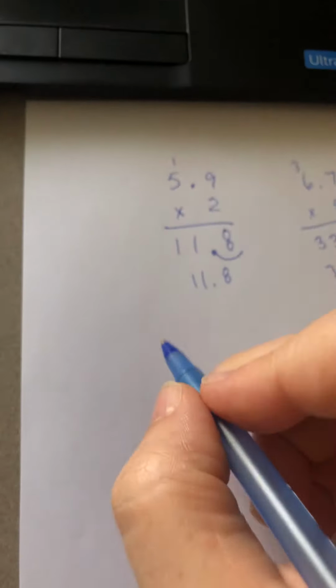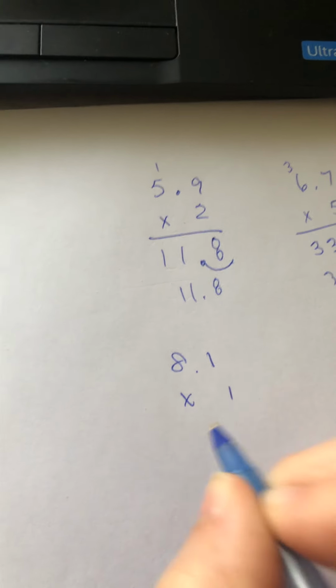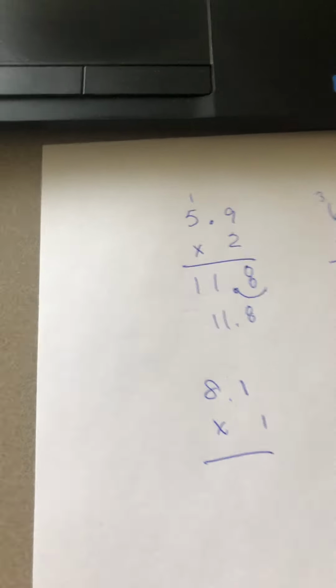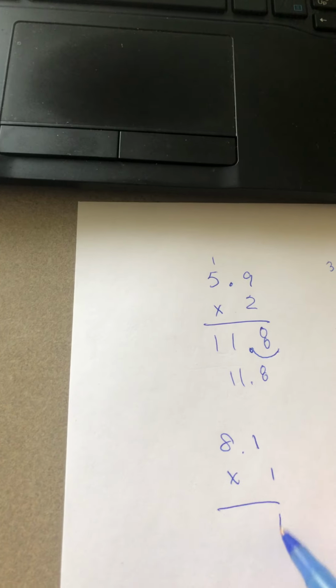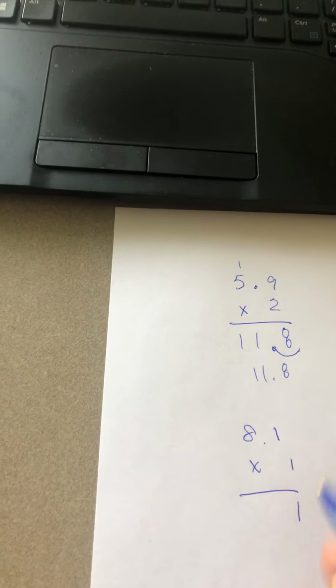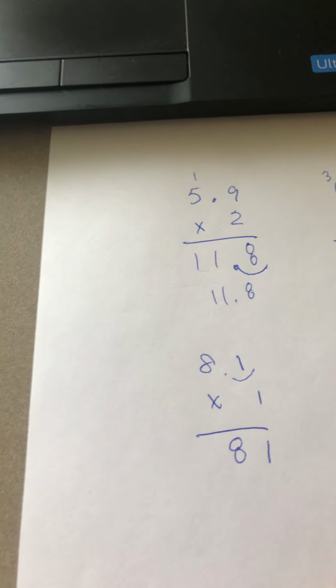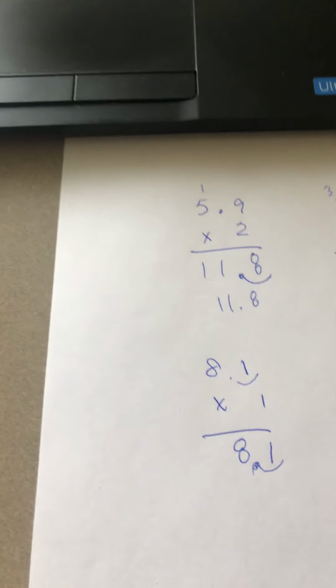Okay, 8.1 times 1. Well, 8 times 1 is 8. So I'm thinking maybe it's just slightly larger than 8. 1 times 1 is 1. 1 times 8 is 8. I move it over 1 decimal place. 8.1.